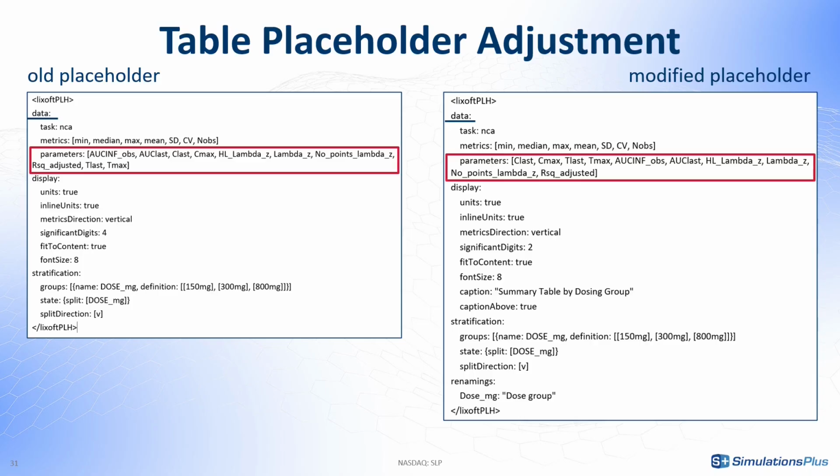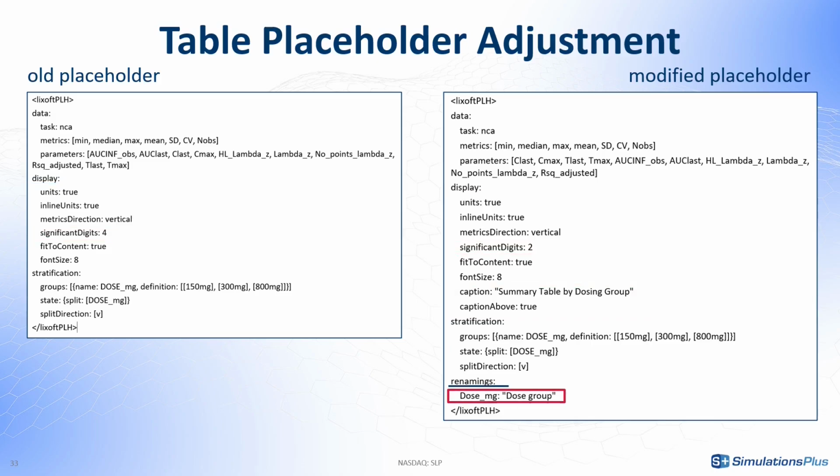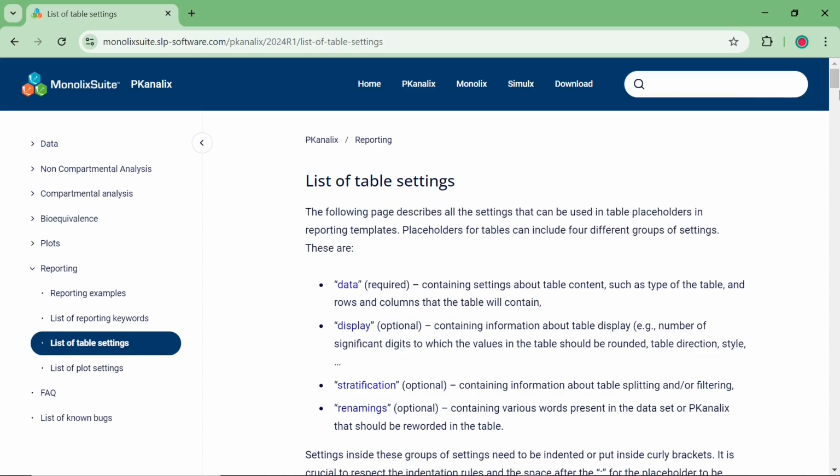In data, I changed the order of parameters. In display, I set the significant digit from 4 to 2 and add a caption. Then I rename the covariate to dosing group. As you can see, placeholders offer more flexibility in designing and displaying tables in the report than the GUI. Please check our online documentation for all table settings and their correct syntax.